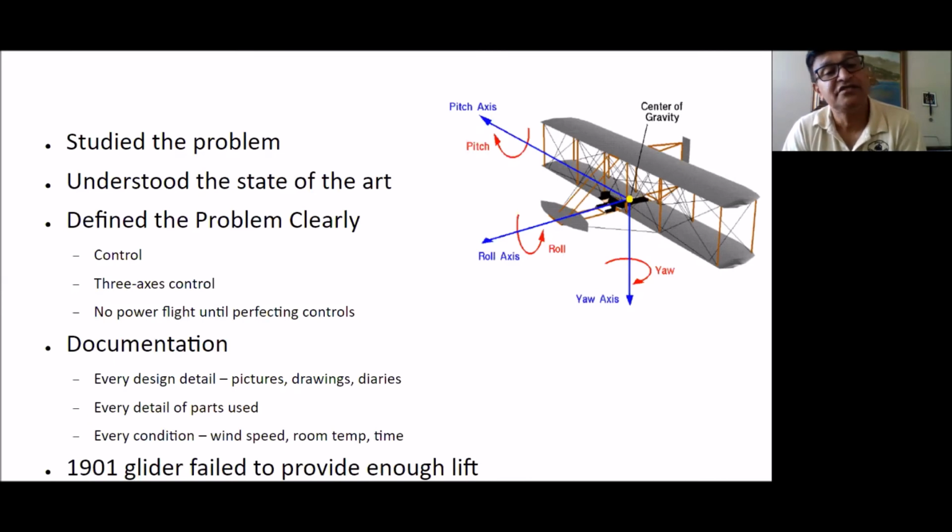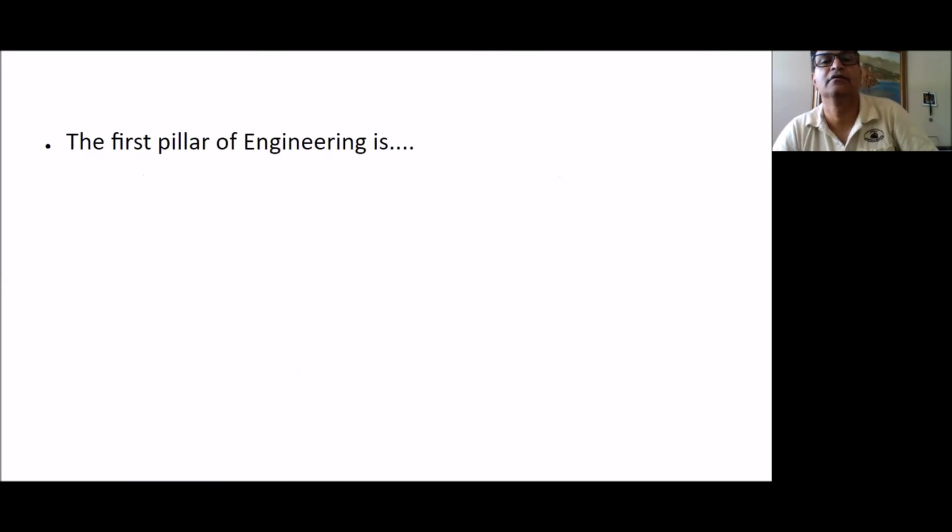And then in 1901, their glider failed to provide enough lift completely. And then they were able to go back and understand why it failed, because of their documentation.